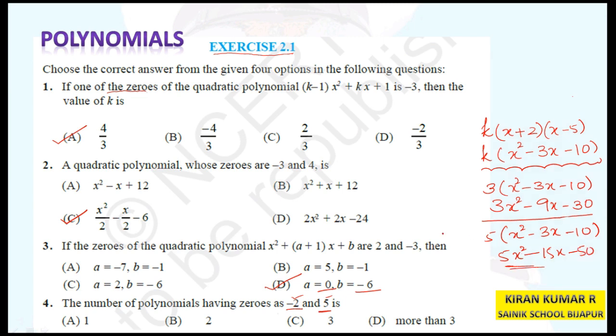So we can have more than 3 polynomials having the same zeros. It all depends on the value of k.